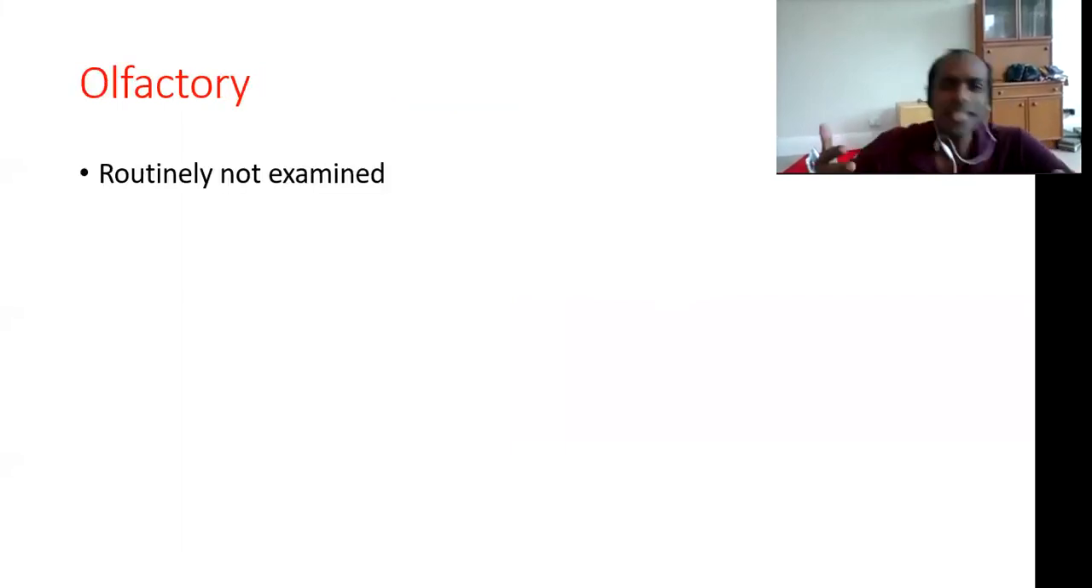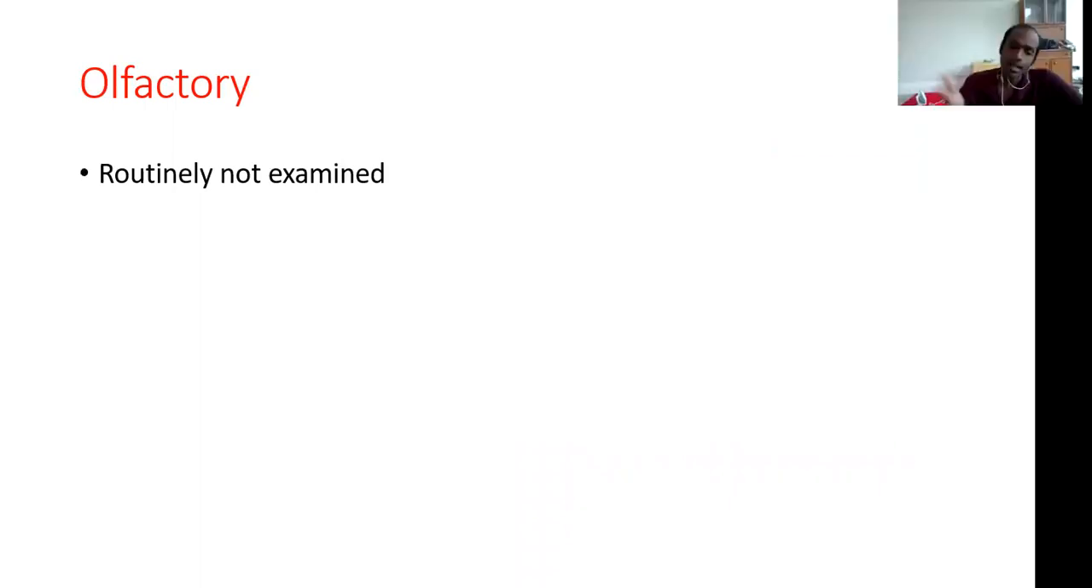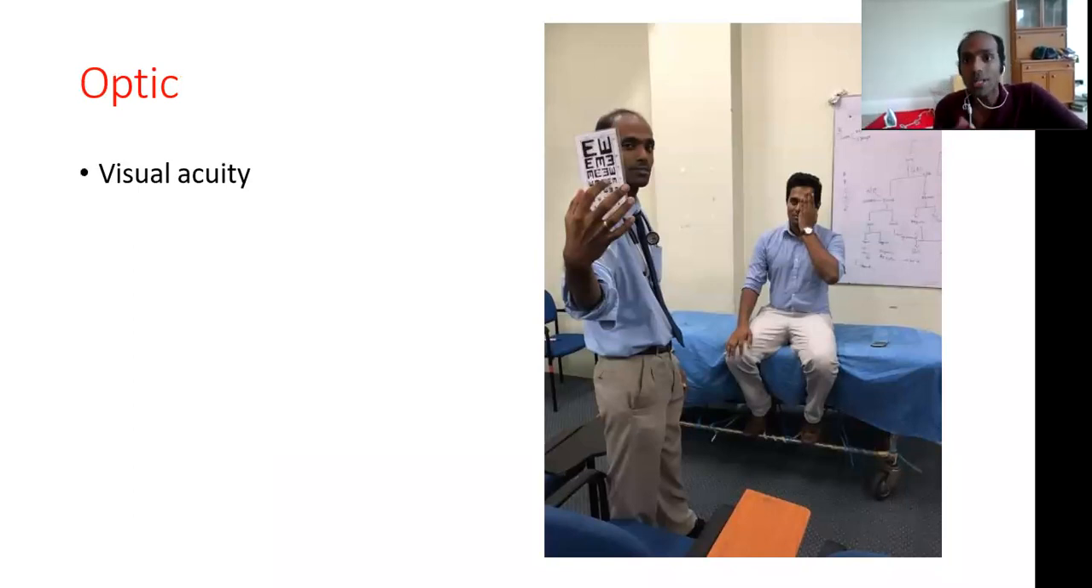Now, if you take the cranial nerves, the first cranial nerve, we routinely don't examine this, so don't worry about it too much. Now, when it comes to the optic nerve, there are several components of the optic nerve examination. Okay, and in your examination, you are supposed to carry out all of these components.